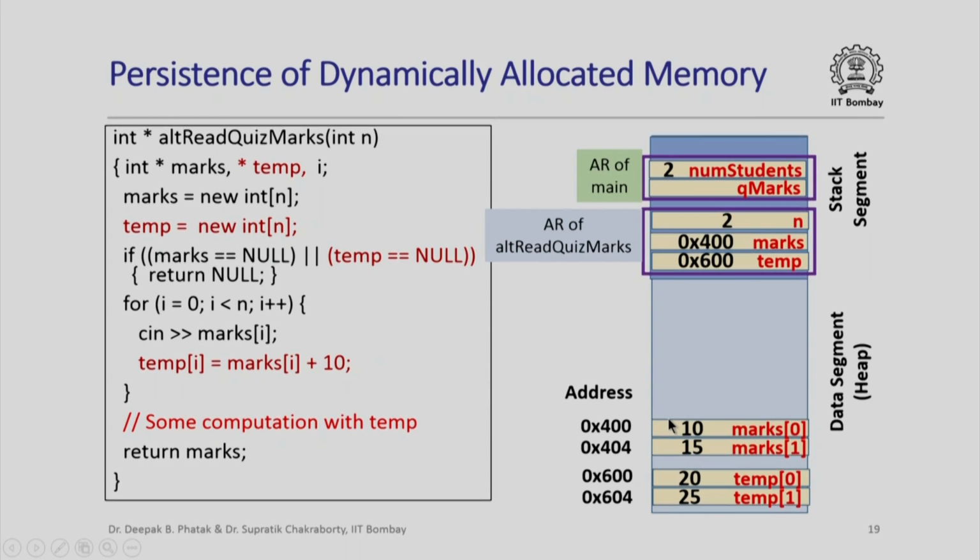How might the memory layout look in this case? So of course the activation record of main is there, and these are the two local variables of main. The activation record of alt read quiz marks will contain the space for the formal parameter n, space for marks and temp, which are basically going to store addresses, and also space for i, which I have not shown here to keep the diagram simple.